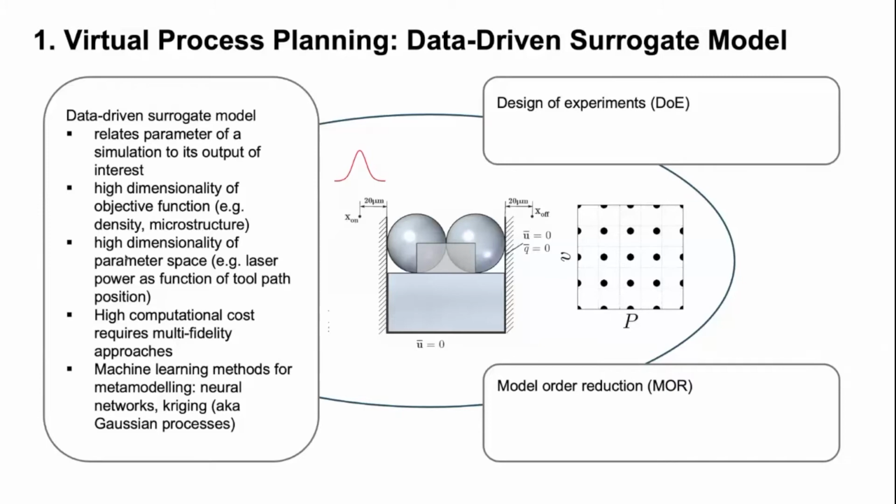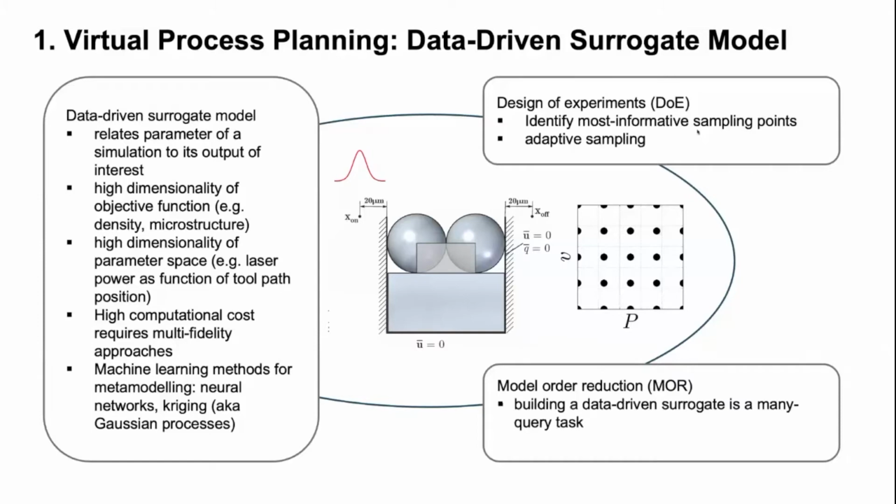Another thing we need is design of experiments, which helps us to identify the most informative sampling points, and also provides us with adaptive sampling strategies in order to reduce the number of function calls of simulations necessary to obtain the most of the knowledge. Model order reduction is the way which helps us to build these low fidelity models. We need, as I said, to build a data-driven surrogate model, which is a many query task, and it helps us to decrease the computational cost. So this is rather a summary of the methods. You might be also familiar with them. I just wanted to summarize it.